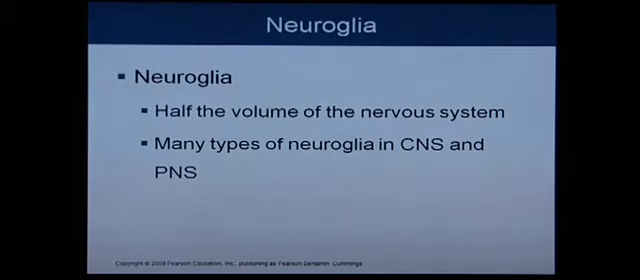Neuroglia, remember, make up half the volume of the nervous system. So back at the beginning, we talked about how neurons and neuroglia are the two cell types we find in the nervous system. We just covered neurons pretty closely, so now we're going to take a look at some examples of neuroglia. Neuroglia make up half the volume of the nervous system, so they're very numerous, and there are many types of neuroglia in the central nervous system and the peripheral nervous system. And I'm going to separate these out for you so that we know which belong with which system.